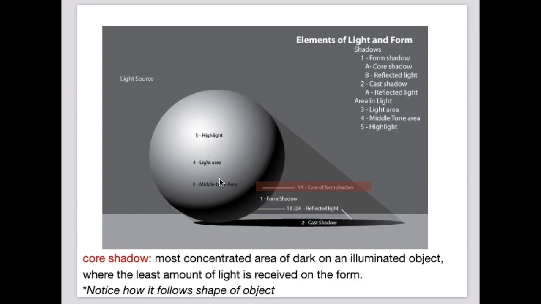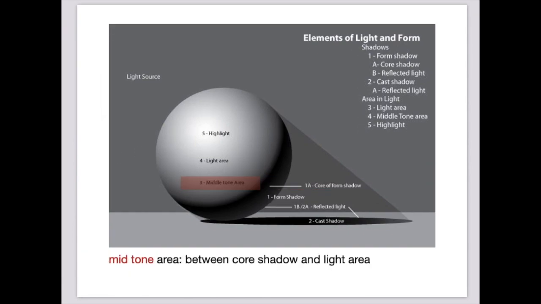So the sphere turns in space. This would be about the widest point here. And then just behind that, you're going to get your core shadow. The midtone is the area between the core shadow and the light area.